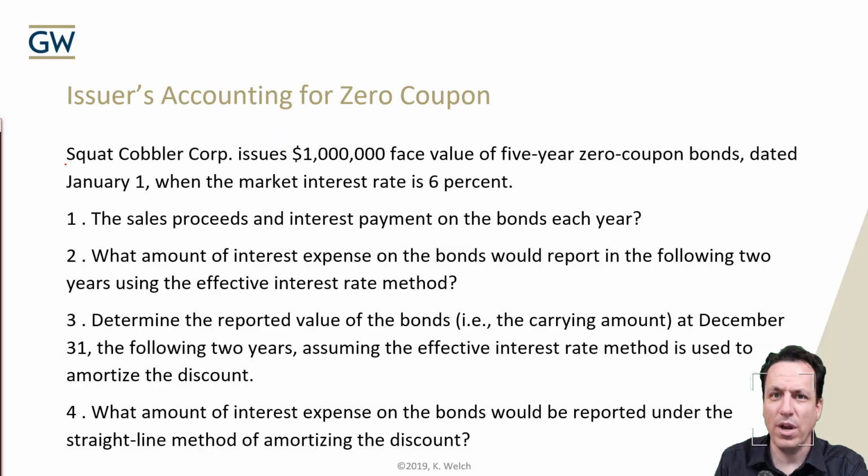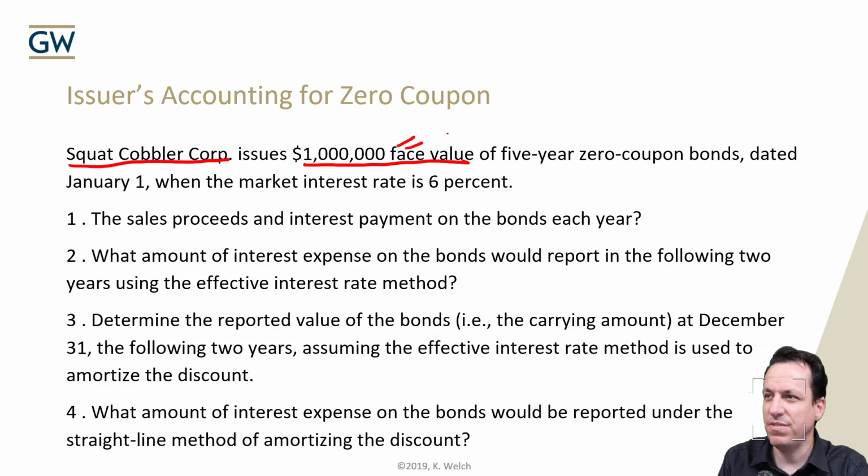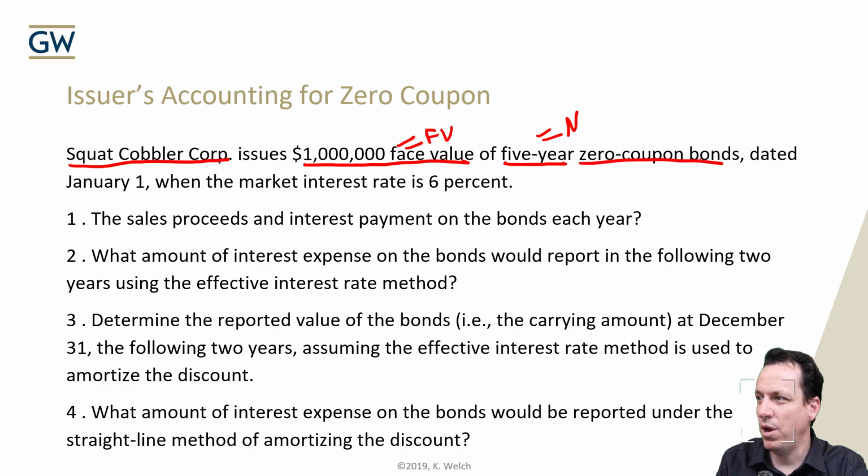Squat Cobbler Corporation issued 1 million face value, that's going to be our FV right here, of 5-year zero coupon bonds. 5 years equals our number of periods. Zero coupon bonds equals our payment, PMT. Dated January 1st, when the market interest rate is 6%. That's the market rate of interest, the required rate of interest for it.